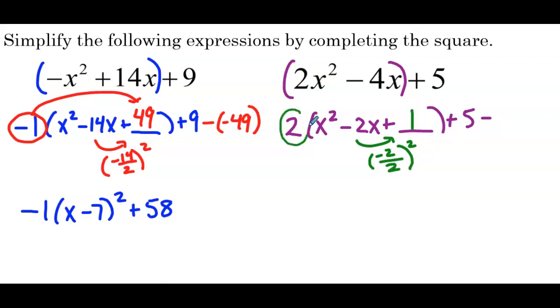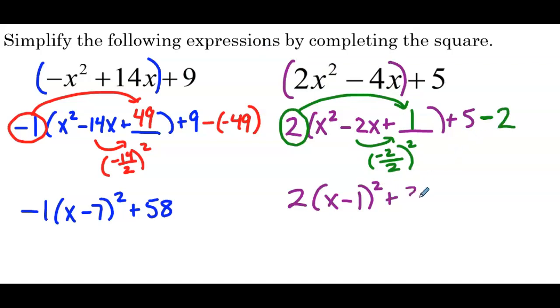But before we figure out what to subtract to keep things balanced, we have to think about distributing out. So that would really be a 2. So we're going to subtract 2. So rewriting here, we have 2 times x minus 1 squared. And then 5 minus 2 is plus 3.